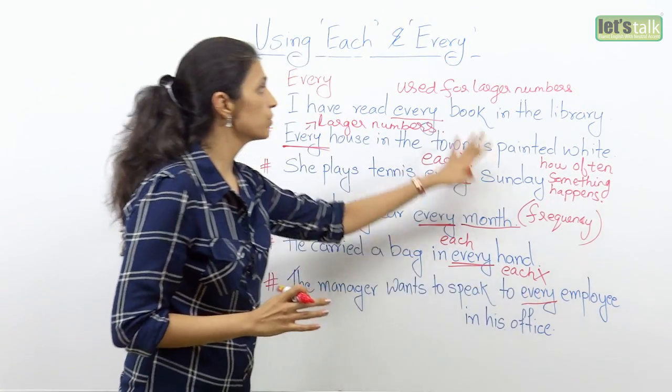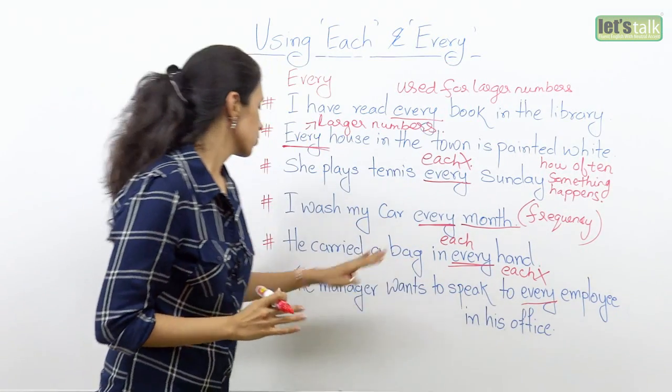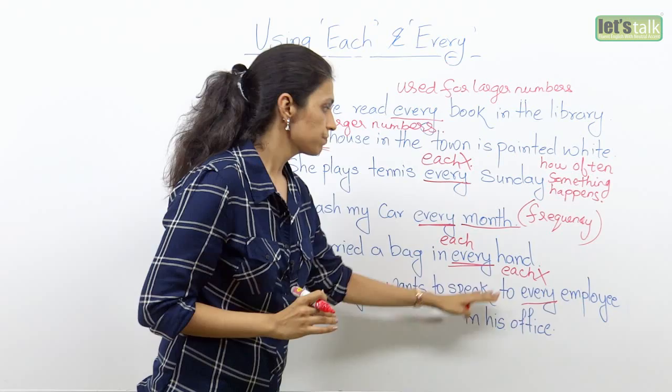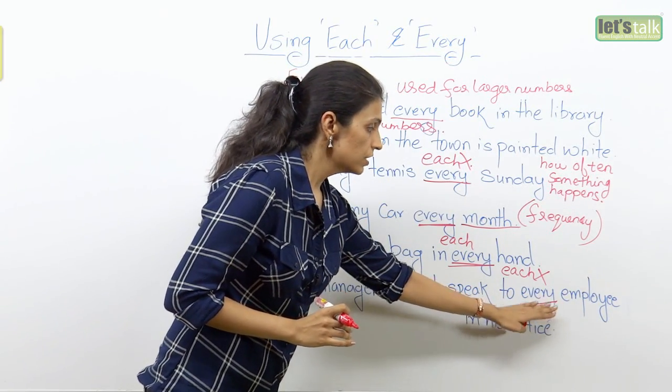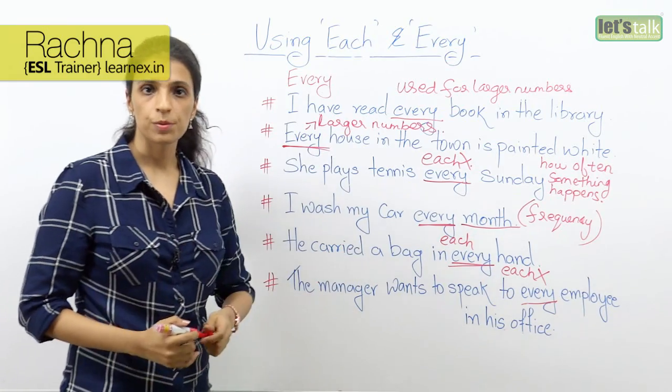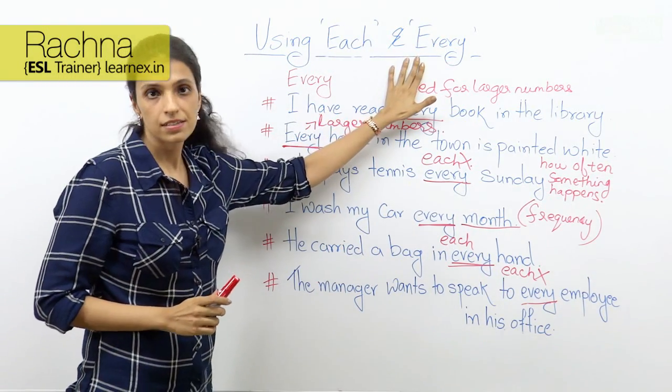Okay, remember we deal with larger numbers, 3 or more than 3, so use every. So the manager wants to speak to every employee in his office. Fine, so every because more than 2 employees. Well friends, this is how we use each and every in a sentence.